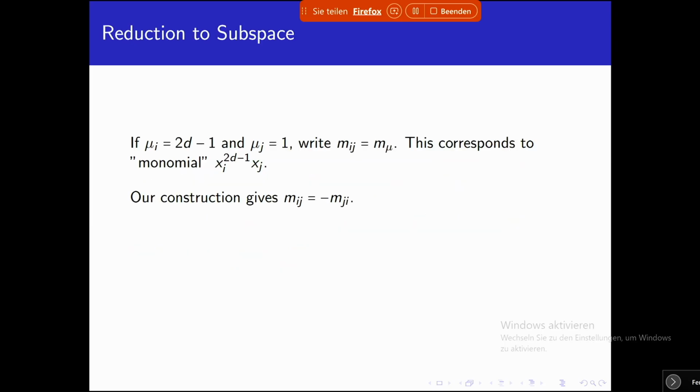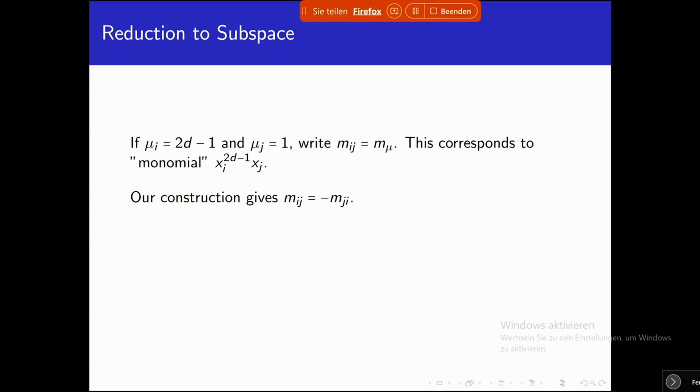And most importantly, we are actually only interested in a very certain set of monomials, because everything can be reduced to this set. So we are interested in monomials, which basically are images of basis elements of the form x_i x_j^(2d-1).